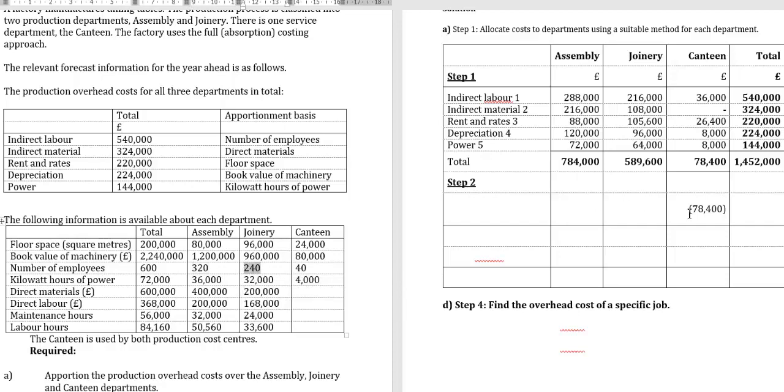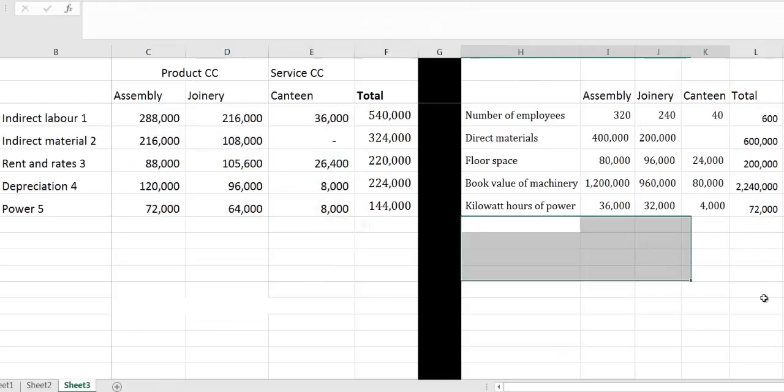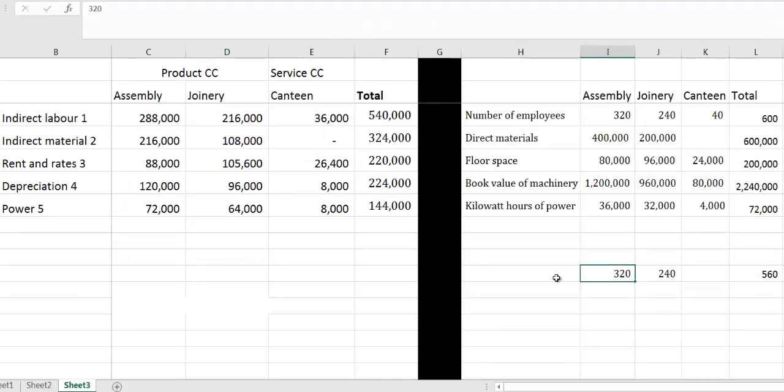So how to do this? Again, on your calculator, 78,400 times 320 divided by the total of 320 and 240, which in that case should be equal to 560. So this should be equal for the assembly 44,800 and for joinery 33,600. For those who would like to see this in the Excel file, we have number of employees, this is 320, and the other one, joinery, 240, and the total is 560.